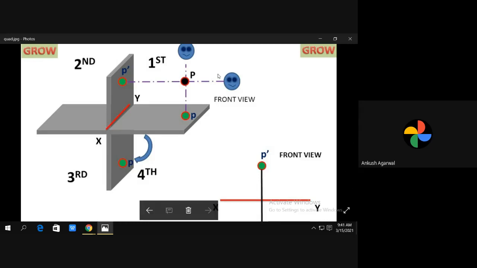So let's see the first example of first angle projection. In this diagram, you can see this point P and the observer is standing here. So you can see when he is seeing this point P, its front view P dash is showing on the vertical plane and top view is showing on the horizontal plane. So this horizontal plane rotates clockwise, so this view comes below. So the net result is, this is the XY line. Front view of the point P dash comes above XY line and top view is below XY line.